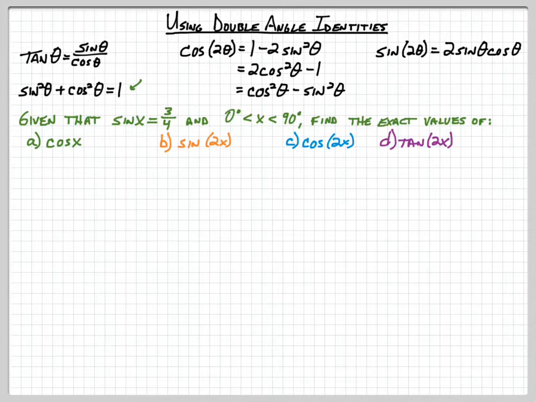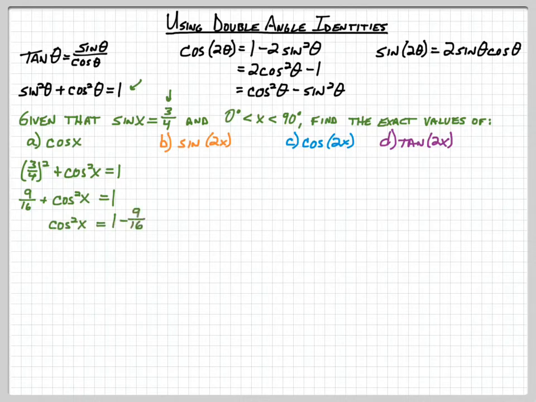So all we're going to do is plug in 3/4 into the equation and solve for cosine x. So 3/4 squared plus cosine squared x is going to equal 1. So now we're just going to solve for cosine x, so we're just going to keep on plugging away. 9/16 plus cosine squared x equals 1. Bring our 9/16 to the other side, so cosine squared x equals 1 minus 9/16. Cosine squared x equals 7/16.